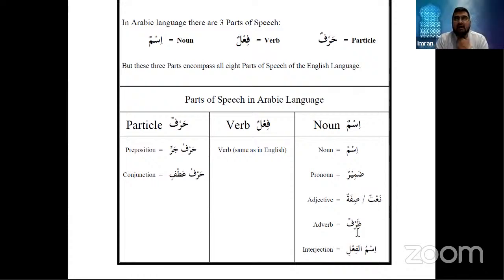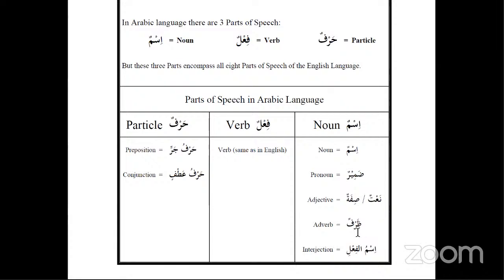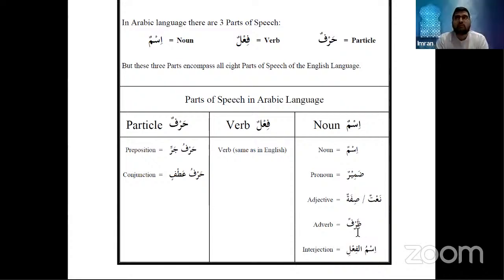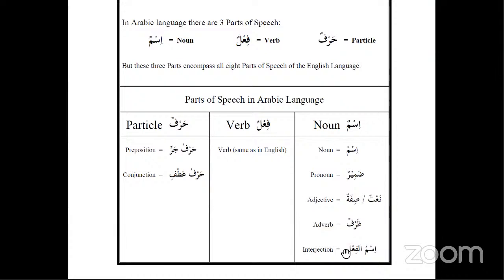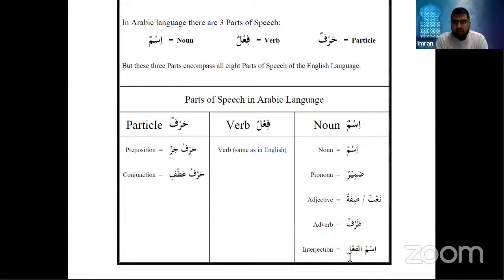Example of dharf in Arabic, adverb: qabla, before; ba'da, fawqa, and tahta. These are examples of adverbs. Okay. Ism, interjection. Fi'l we haven't done yet, so I'm not too concerned with that. Verbs, we have done verbs already, the past tense verbs. We did kataba, we did all of the 14 forms of kataba. And particles is harfu jar, prepositions.